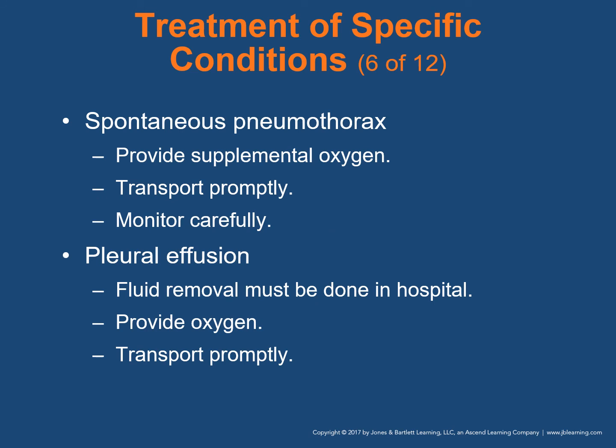Okay, is this a spontaneous pneumo? Give them oxygen, set them up, monitor their breath sounds, and watch to see if they have jugular venous distension. So is it turning into a tension pneumothorax? Pleural effusion, that fluid buildup in the pleural cavity there. They might have to stick a syringe in there and drain it, or a chest tube or something. So provide oxygen, get them where they need to go.